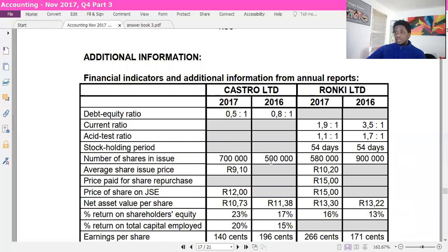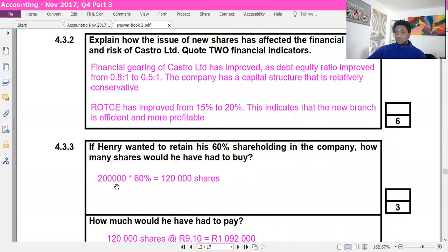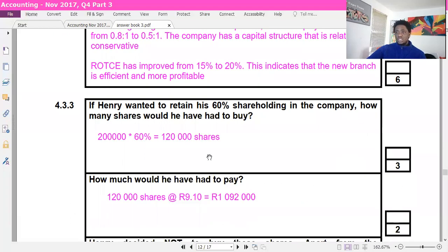So if the company had 500,000 shares at the beginning of the year and issued 200,000 new shares, if he wanted to maintain his 60% shareholding, he just had to buy 60% of the new shares. The new shares that were issued were 200,000. So you simply say 200,000 multiplied by 60%, and you get 120,000 shares, which is what he should have bought in order to maintain his 60% shareholding in the company. The amount you would have to pay is the number of shares he would have bought multiplied by 910, and that gives you 1,092,000.